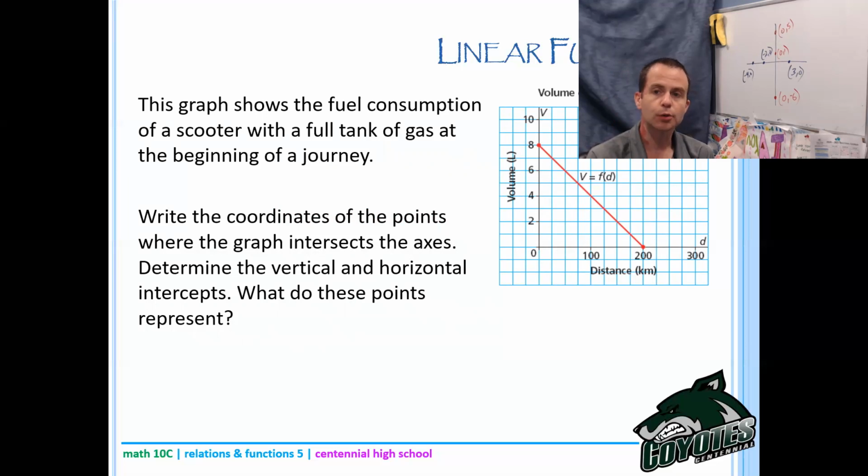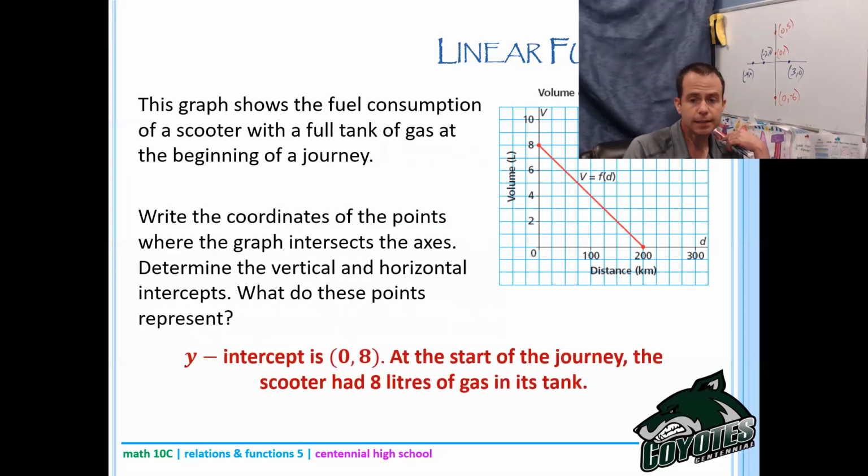Okay, so we'll start with the vertical intercept, or the y-intercept. That's at (0, 8). What that means in the context of this question, you always have to relate it back to the context of this question. I have not driven any kilometers if it's 0. And 8 is how much gas is in my tank at the beginning of my journey. So at the start of the journey, the scooter has 8 liters of gas.